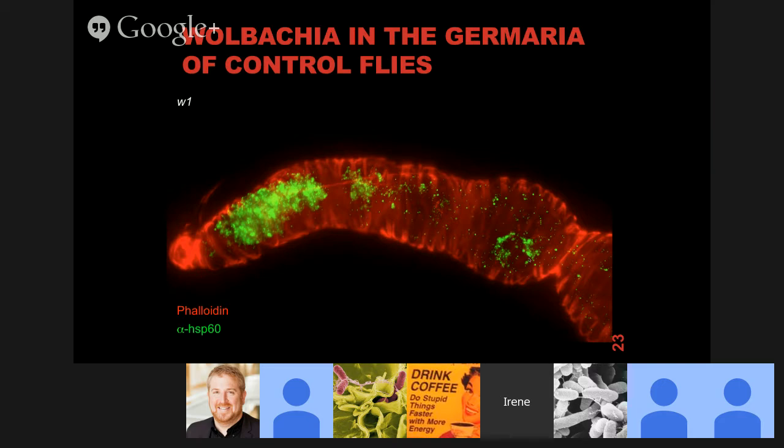What I'm showing you here is our wild-type control flies. First staining the actin cytoskeleton with phalloidin, and then staining Wolbachia with this anti-HSP60 antibody. What I hope you can appreciate is that Wolbachia densely colonized this region of the germarium. This is the so-called region 2, where the somatic stem cell niche is and where Wolbachia are thought to make their home in the fly. And then I hope you also see this characteristic localization of Wolbachia to what is presumed to be the early oocyte.